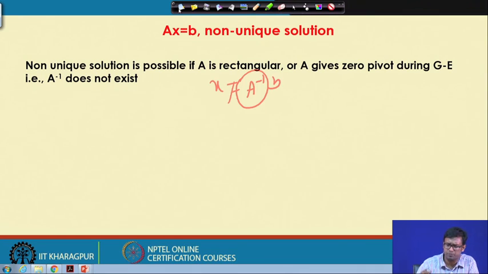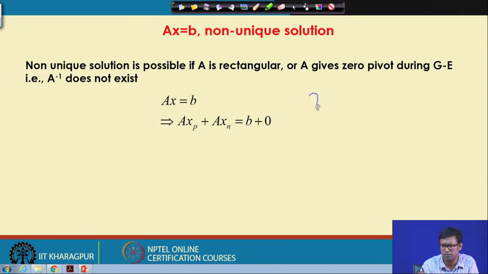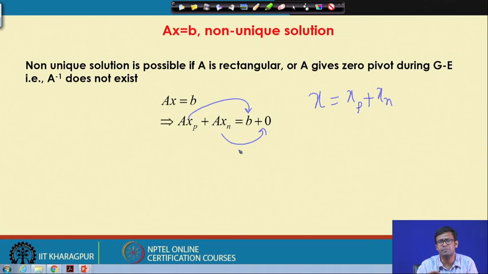So, then if we try to solve Ax is equal to b, we can divide it as Axp plus Axn is equal to b, or we will write x is equal to xp plus xn. Axp can be equated with b, and Axn can be equated with 0. So, Axn is equal to 0 will be a null space equation, and Axp is equal to b will be something else, not a null space equation.